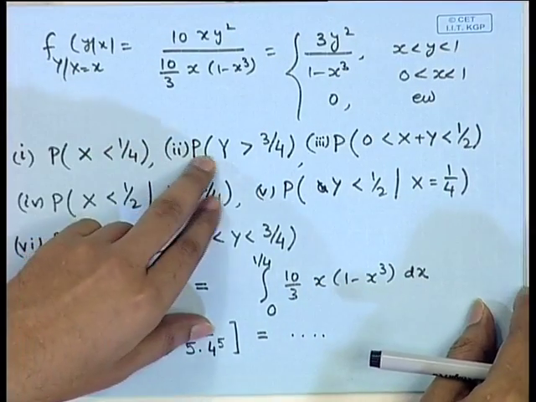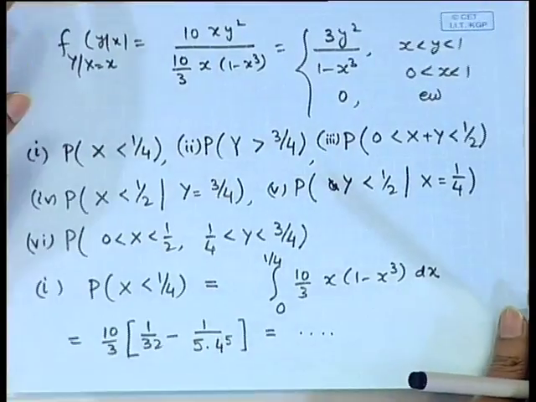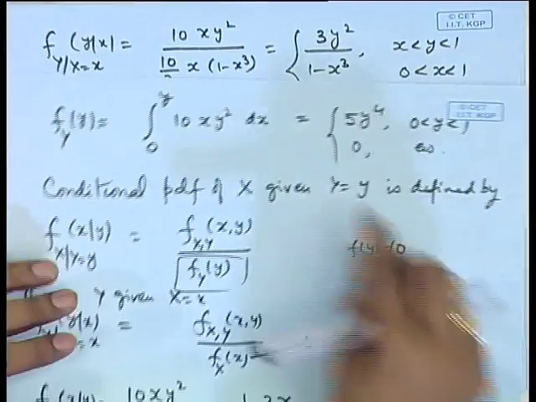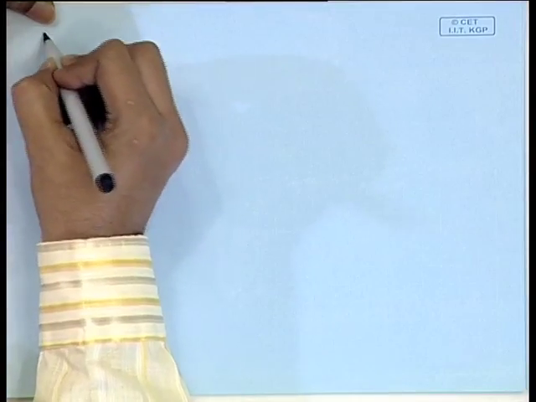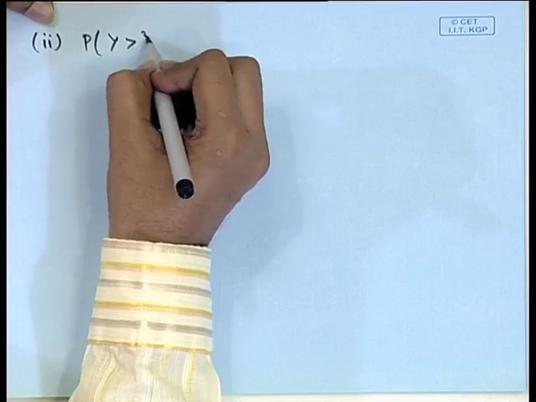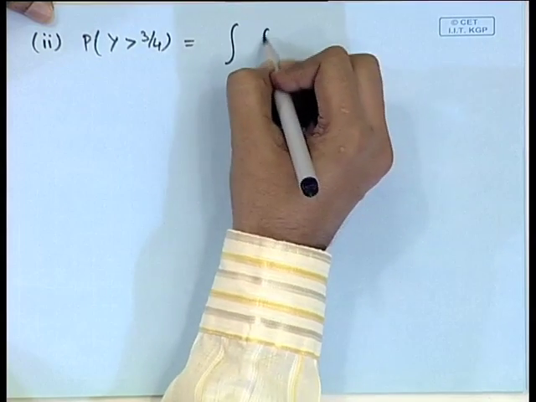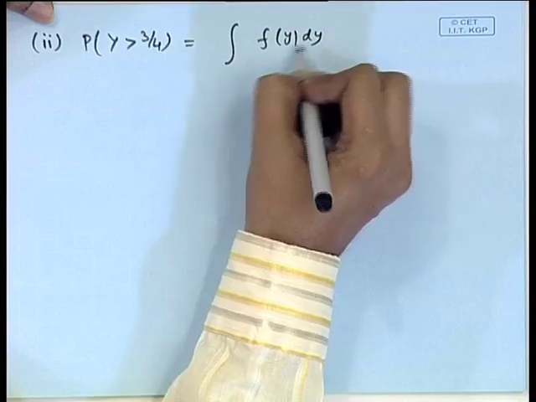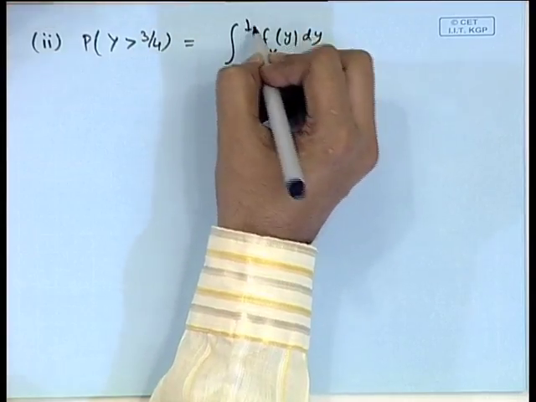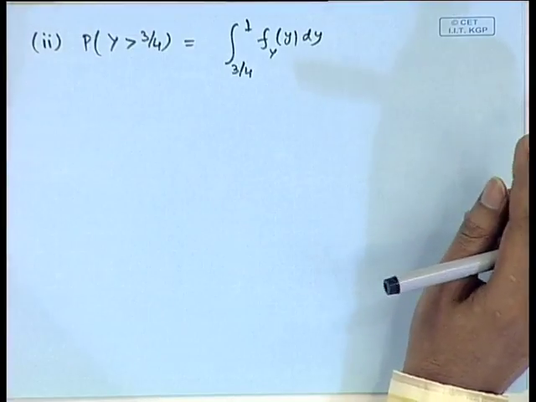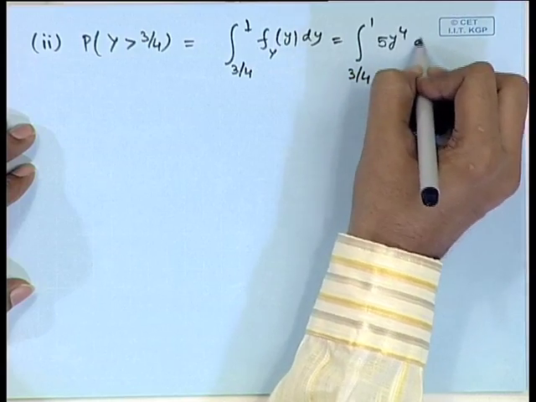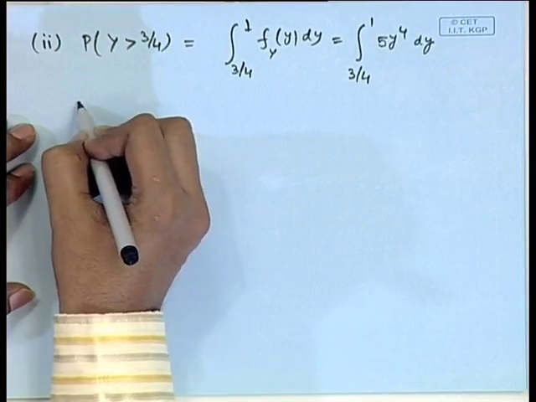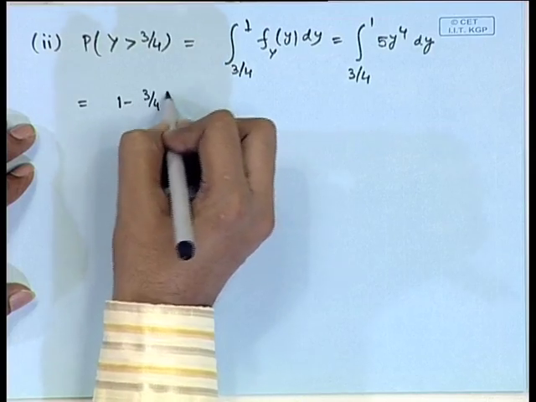Similarly, if we look at the probability y greater than 3 by 4, then this can be obtained from the marginal distribution of y. So, if we answer this question, probability y greater than 3 by 4, that is the integral of f of y from 3 by 4 to 1, because the range of y is from 0 to 1. So, this is equal to the integral from 3 by 4 to 1 of 5 y to the power 4 dy. So, this is y to the power 5, that is 1 minus 3 by 4 to the power 5.